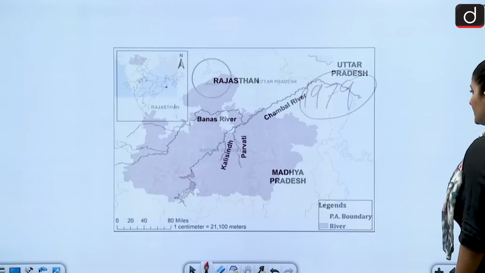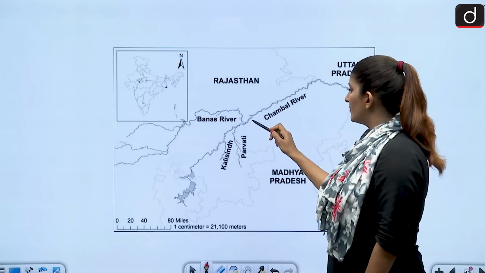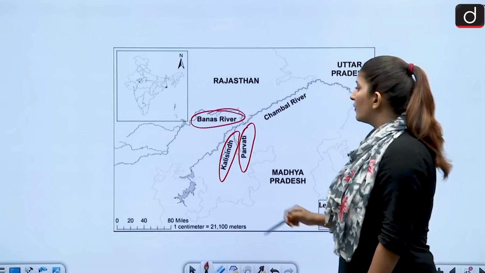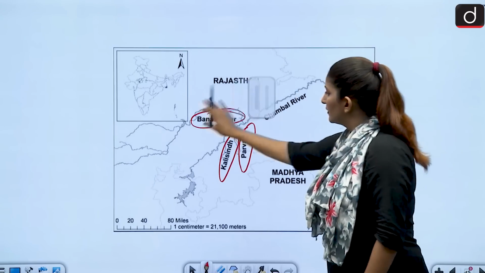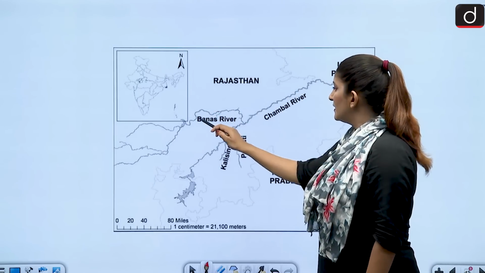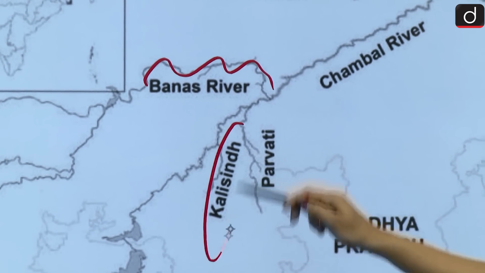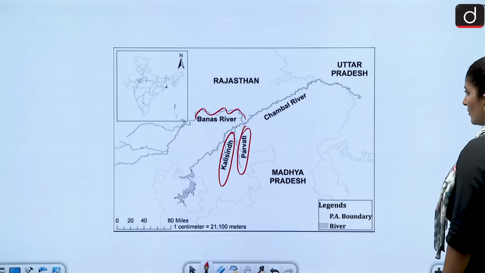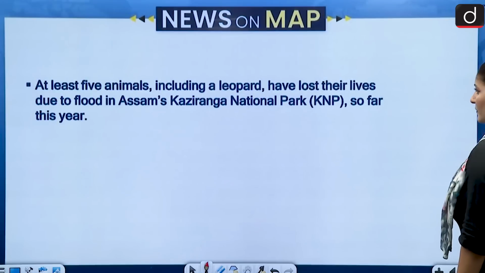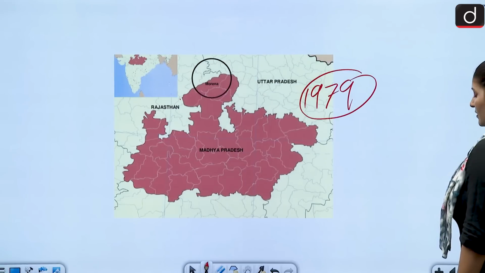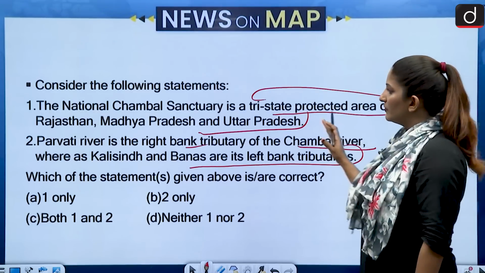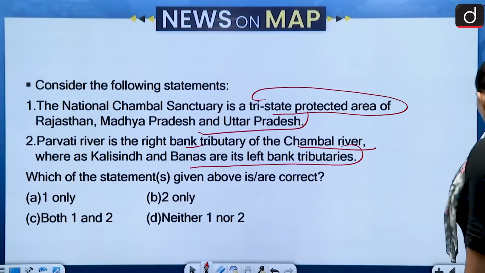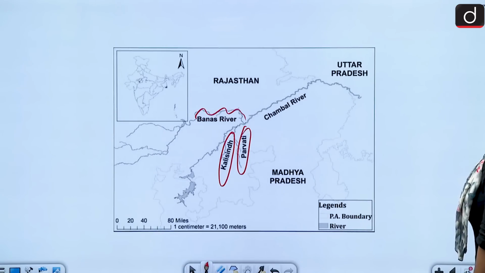First statement is correct. Second statement with respect to Chambal River. The Chambal River has many tributaries such as Parvati, Kali Sindh and Banas. Okay, so you see that here Banas only is the left bank tributary from the 3 rivers. Kali Sindh and Parvati, both of them are right bank tributaries, right? So the first statement is correct. The second is not. Okay, so only the first statement being correct, second not. A, one only is the correct answer. Moving on to the next question.